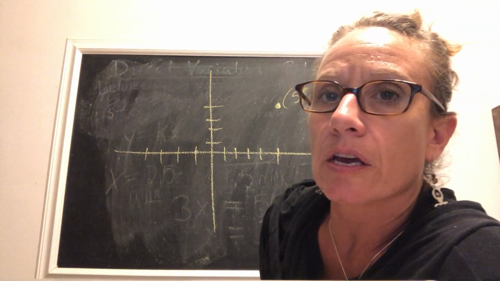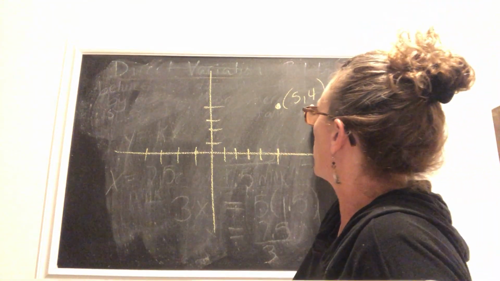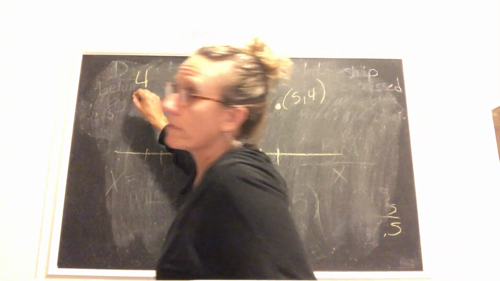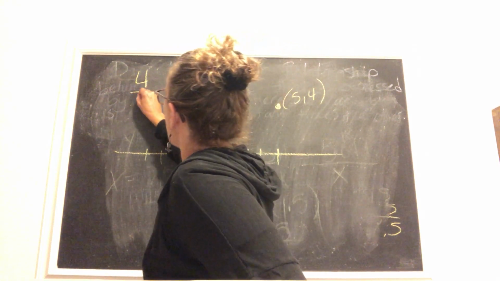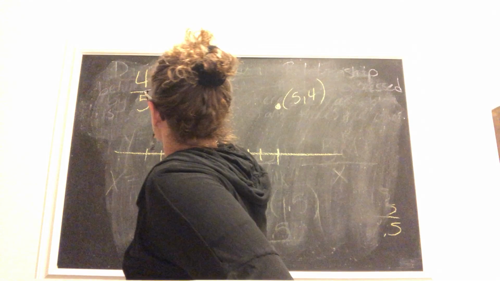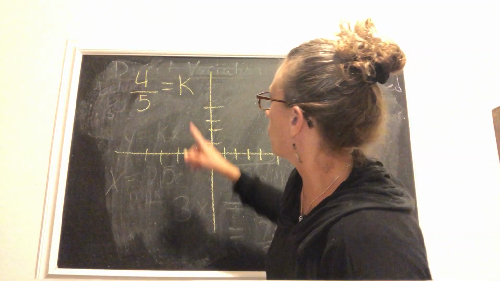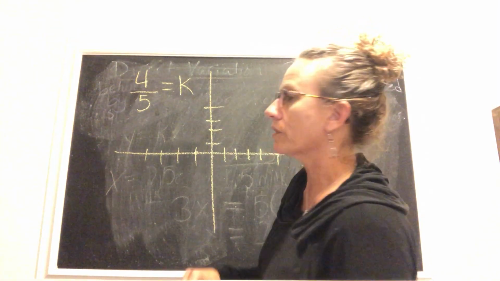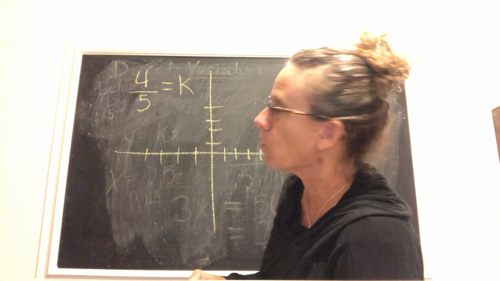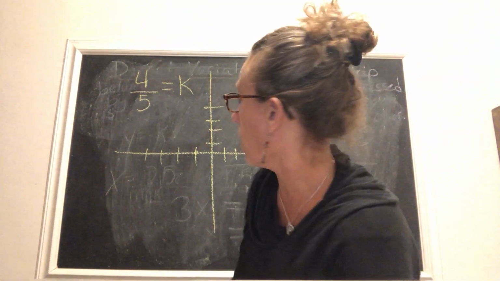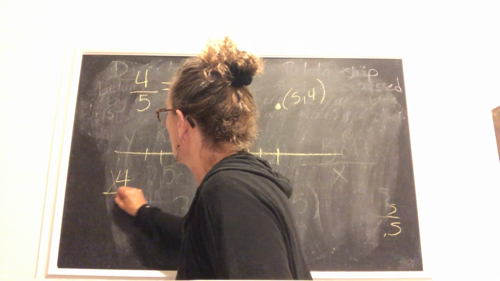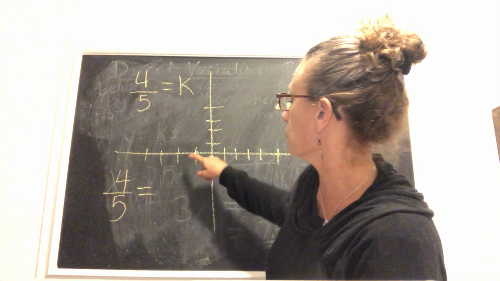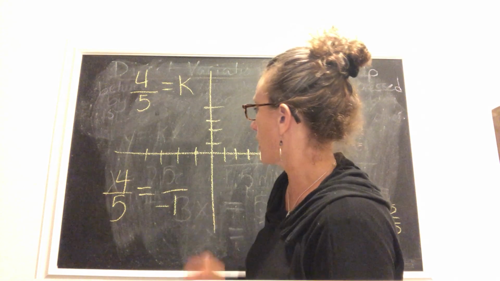So if I know that this is a direct variation, I take the point, 4, the y value, divide by the x value 5, and that's my constant of proportionality. So with that rate of change, I want to know what y equals when x equals -1. So if I'm solving for y, and I know my x value, I said I want x equal -1, I place the x value in the denominator.